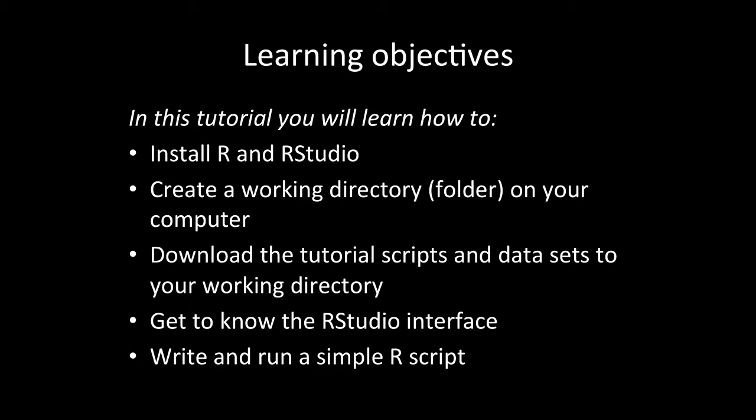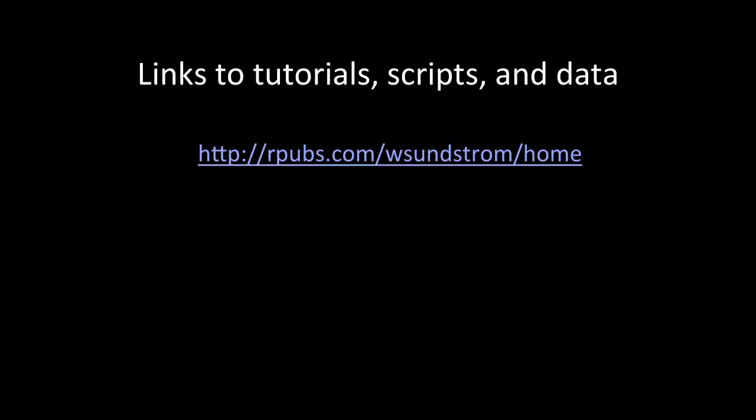The learning objectives of this tutorial are to download and install two pieces of software, R and RStudio, create a working directory or folder on your computer to store all your R files, download some scripts and data sets into your working directory so you can get started with further work on R. Then we'll open up RStudio, which is our interface that we're going to be working with, and write and run a simple R script. Links to all these materials, including a more detailed tutorial as well as the download folders, can be found at this website. So let's get started.